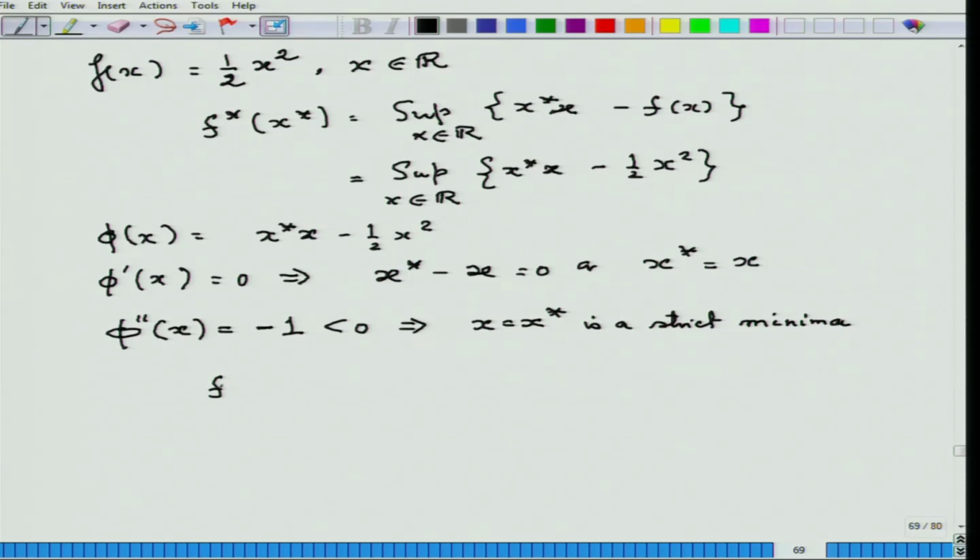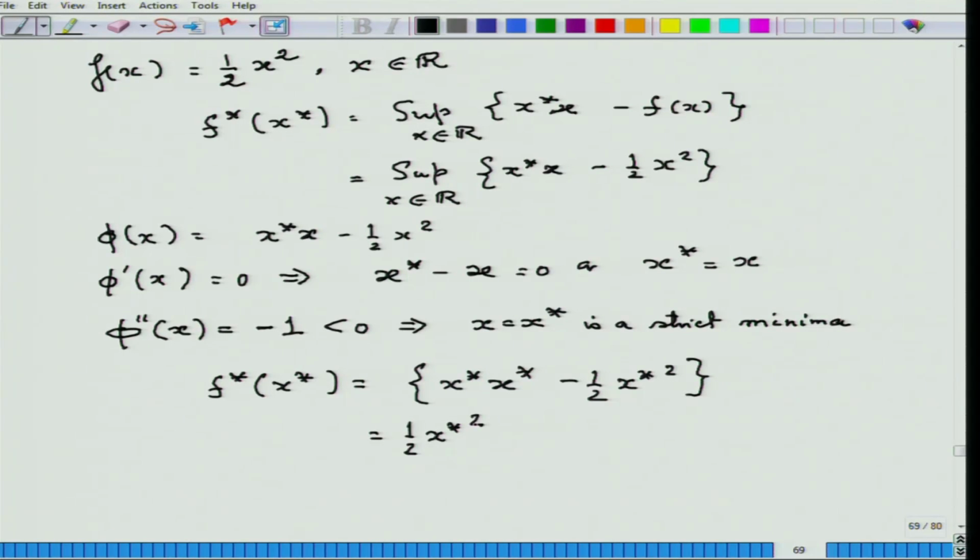Now, my supremum value is evaluated at the point x star, and x is nothing but x star. So, this value is x star squared minus half x star square. So, this is exactly equal to half x star square. So, the conjugate and the function are the same. So, this is the only example where the conjugate and the function are the same.